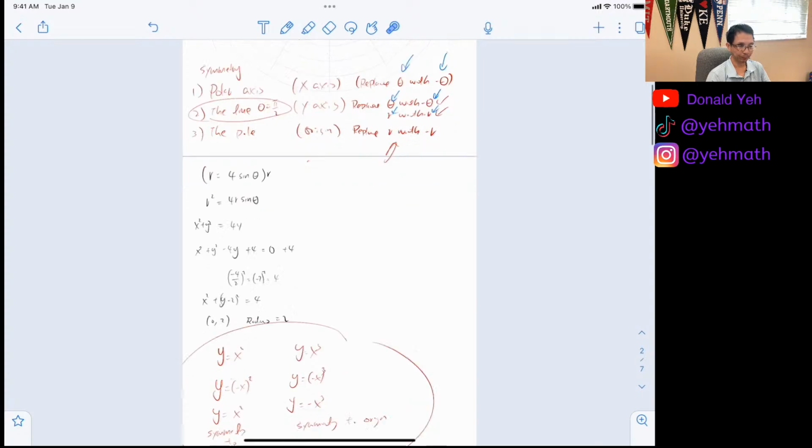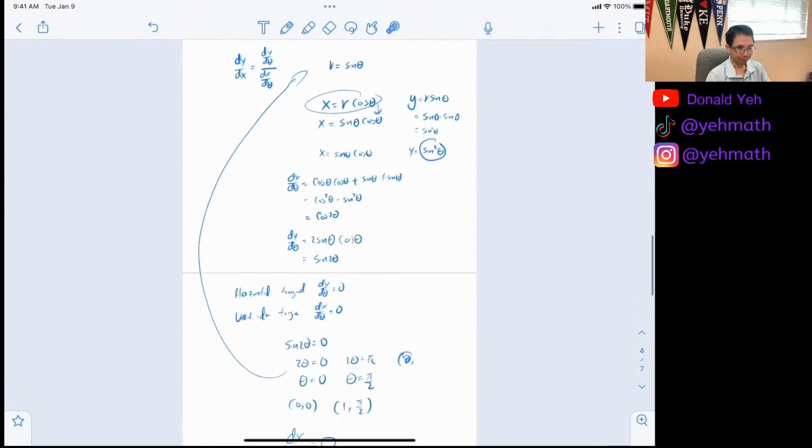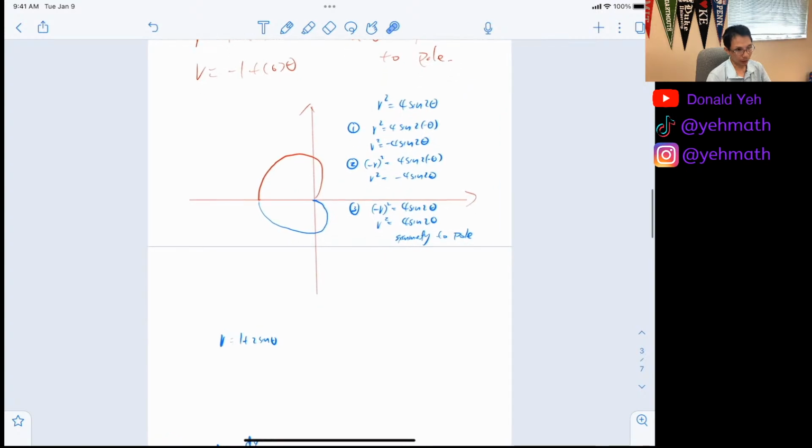Got it? Okay. So with that being said, I'm going to talk about one more thing, which is how to take a derivative of a polar equation. Okay. So we just finished pre-calc. Pre-calc is the level that builds onto the calc level.